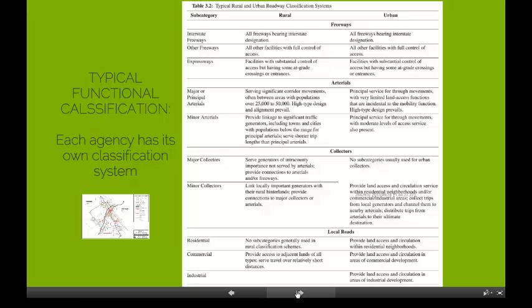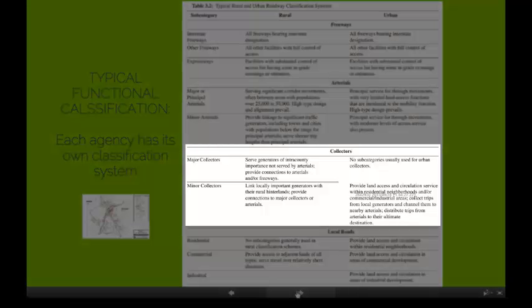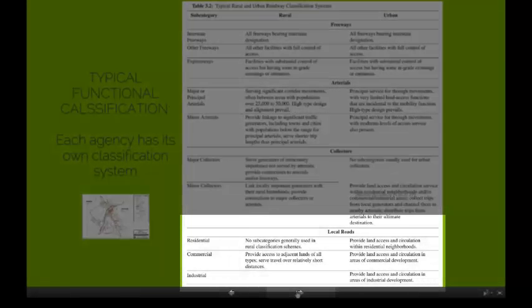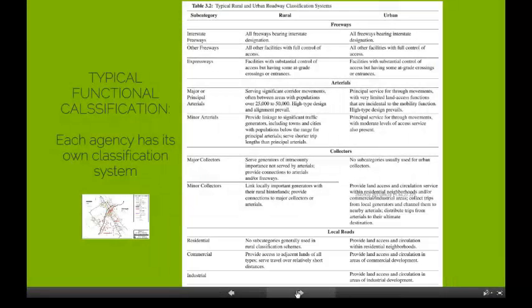Roess et al. provides Table 3.2 as a means of illustrating a typical classification system for rural and urban settings. We find freeways, arterials, collectors, locals, and subcategories within each. See, for example, that this scheme includes major and minor collectors, and notice that local roads are subdivided by land use: residential, commercial, and industrial. Note that this is a typical classification scheme and that the individual agencies are likely to have something similar but different.